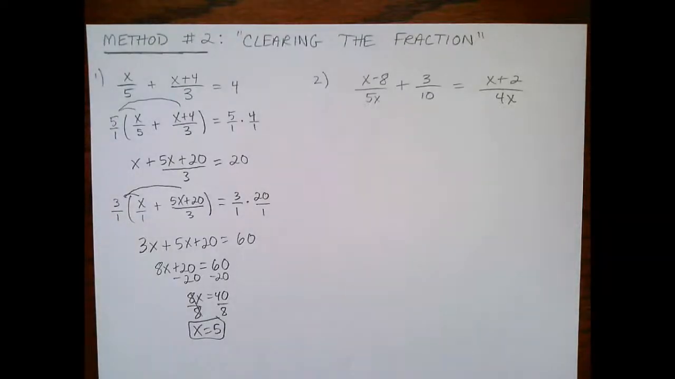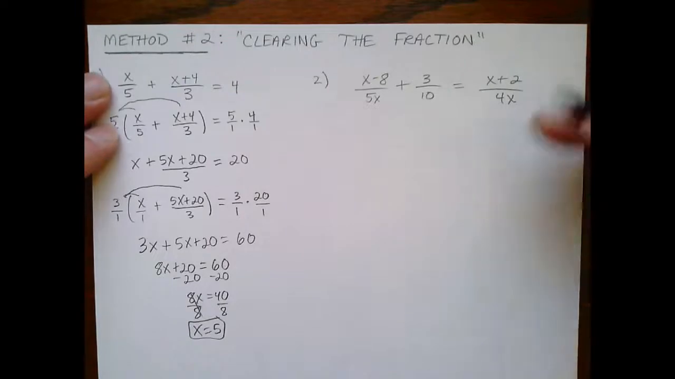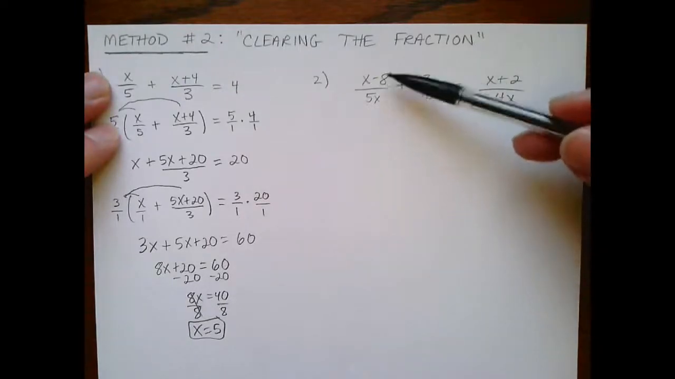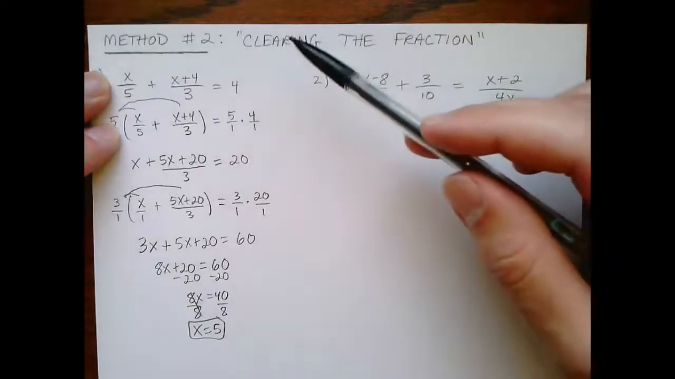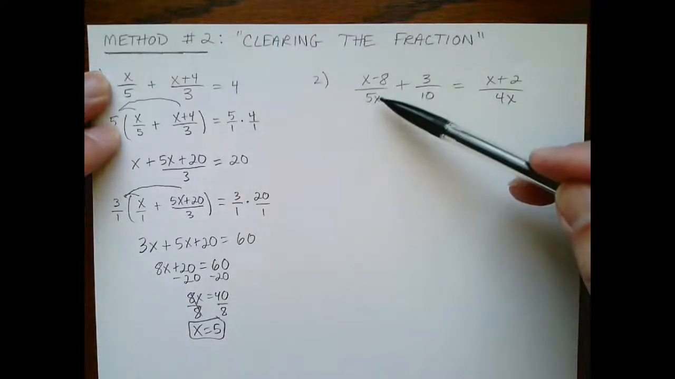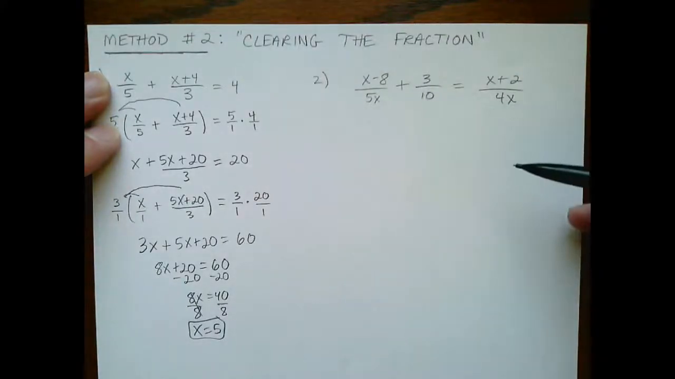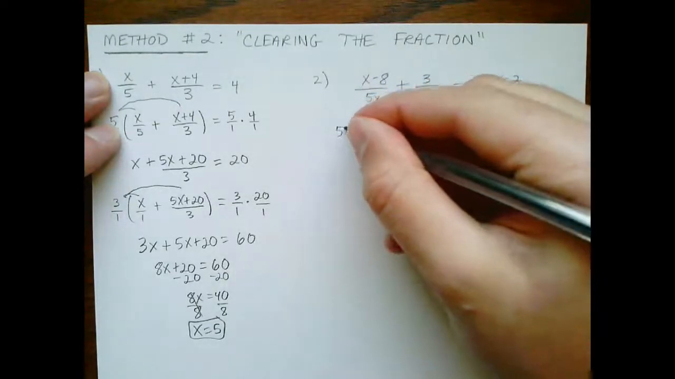Okay, so how about clearing the fraction? So very similar to number 1, the first step for clearing the fraction, find the first fraction that you have. The first fraction I can see on the left-hand side, because I always read it like I read a sentence from left to right, I see x minus 8 over 5x. So I see dividing by 5x. How can I get rid of dividing by 5x? I can multiply by 5x.